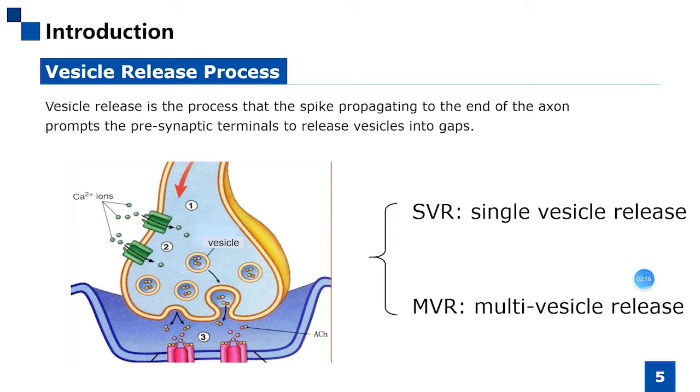Vesicle release is the process in which a spike propagating to the end of the axon prompts the presynaptic terminals to release vesicles into gaps. According to the number of vesicles released in response to a spike, the vesicle release process can be divided into two types, SVR and MVR. SVR is single vesicle release. MVR is multi-vesicle release.